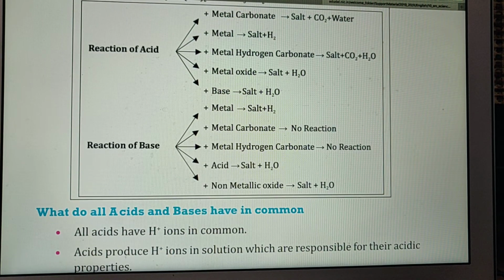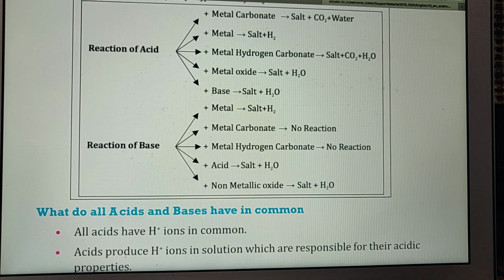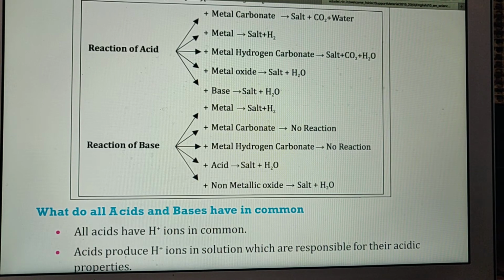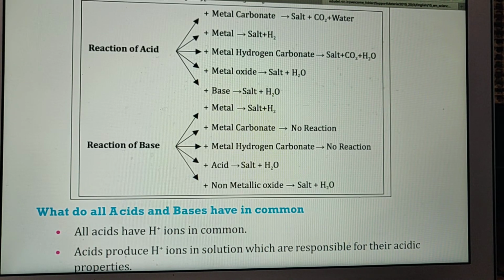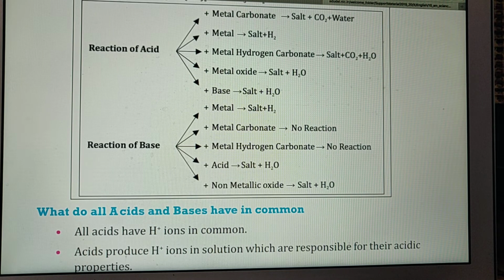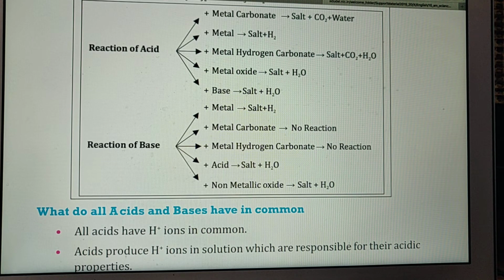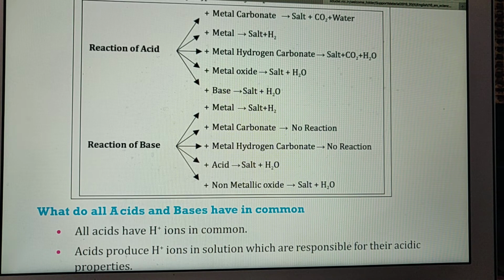Now the reactions of acids. Acid plus metal carbonate, as we have seen earlier, gives salt, carbon dioxide and water. Acid plus metal gives salt plus hydrogen gas. Acid plus metal hydrogen carbonate gives salt, carbon dioxide and water. Acid plus metal oxide gives salt and water, and acid plus base gives salt plus water.